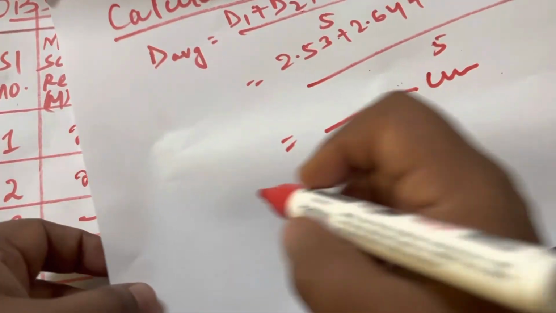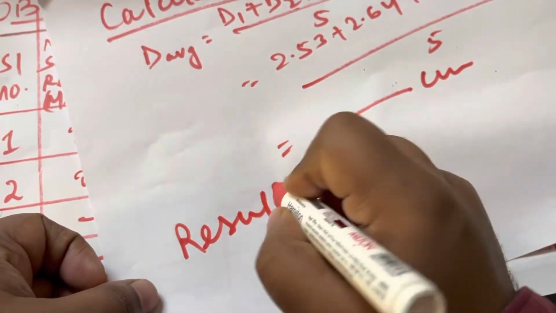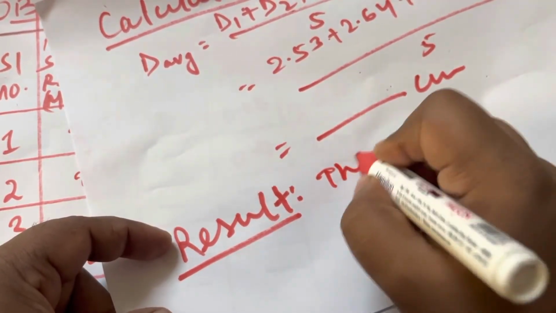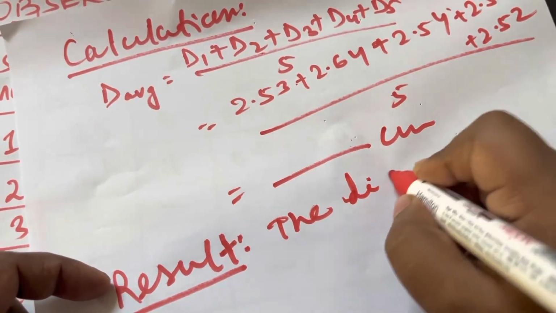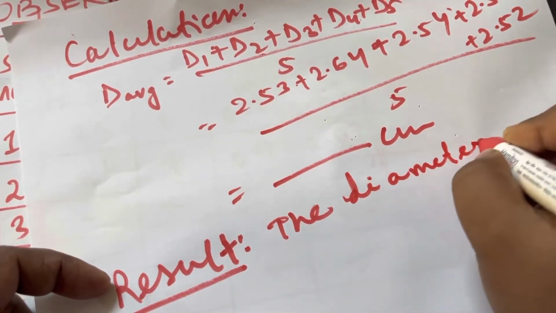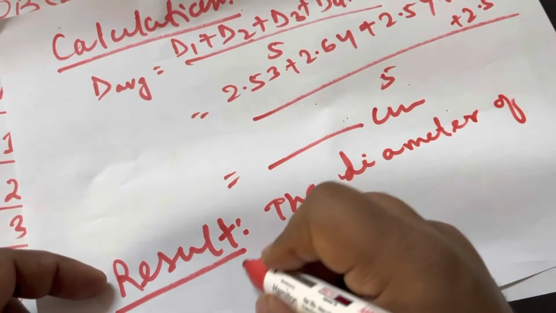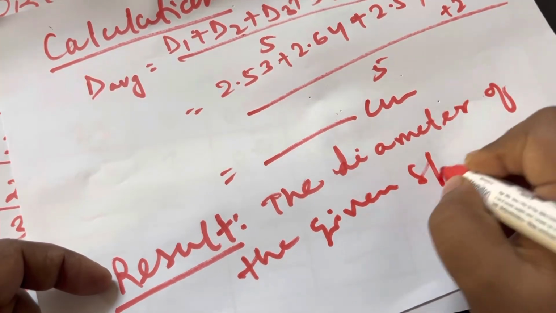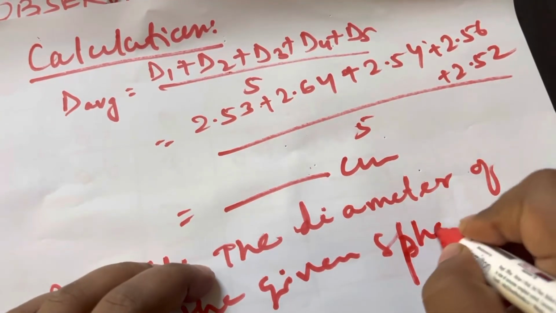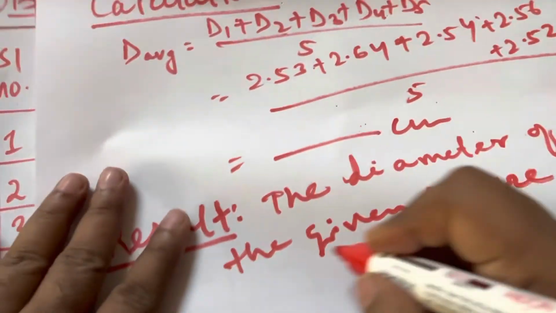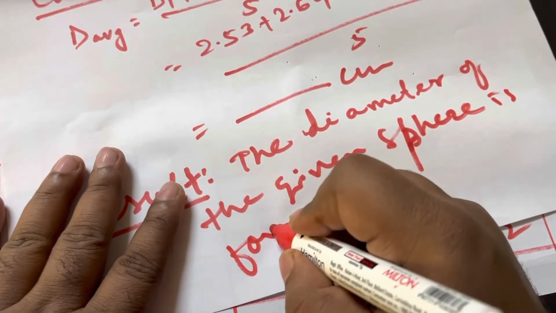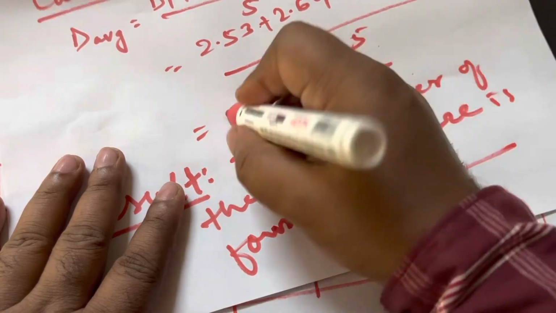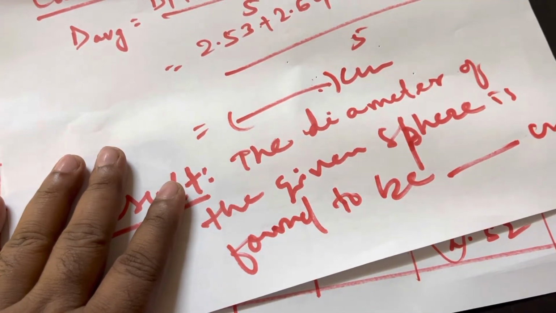After the calculation, you can write the result. So what do we write in the result? That the diameter of the given sphere is found to be whatever result you got, in centimeter.